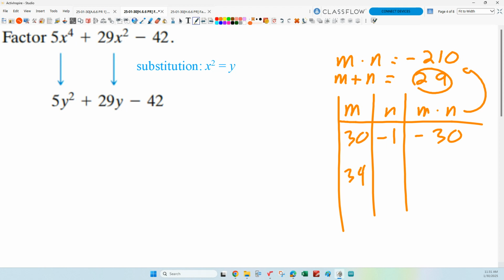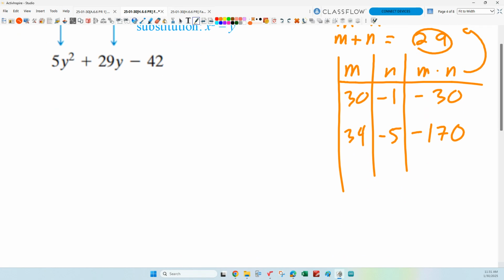34 plus what is 29? Negative 5. What's 34 times negative 5? Okay, so which direction do I have to go on my list? I got to go down in this case, right? I got to get bigger values of m. Okay, so what do you think? 36, okay. So 36, and that would be what, negative 7?